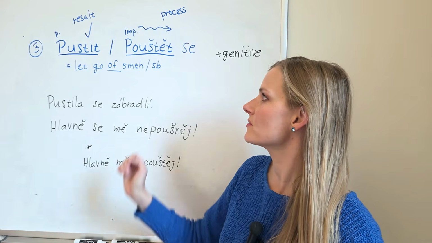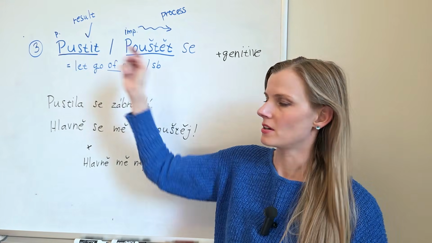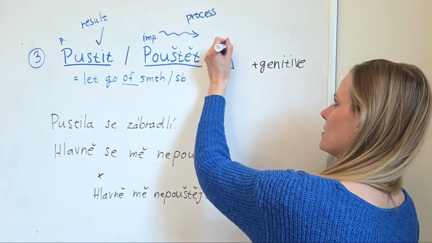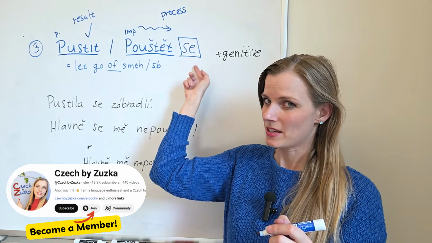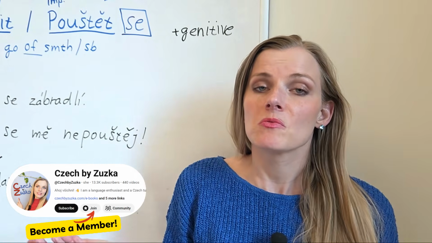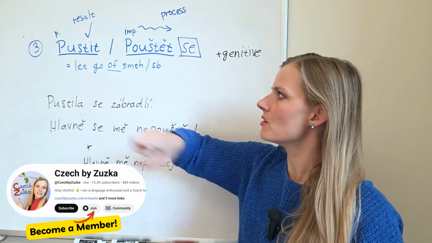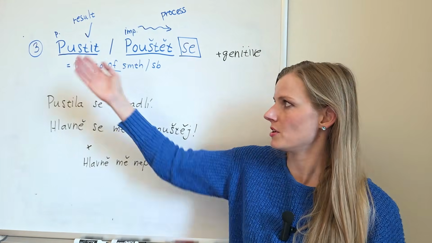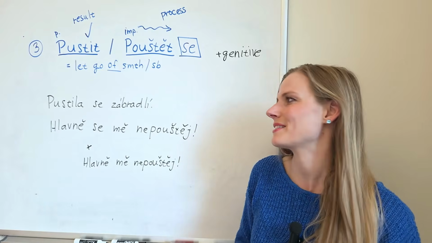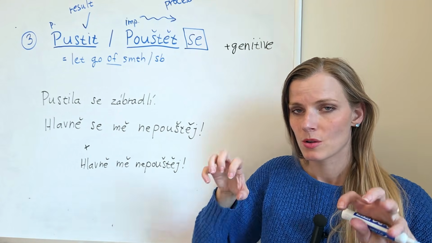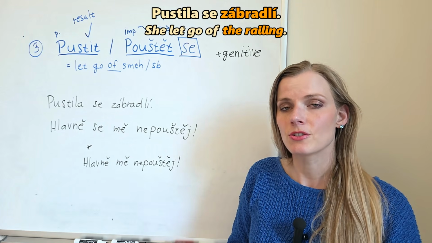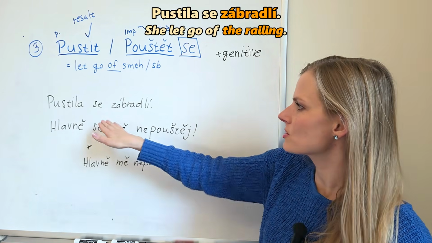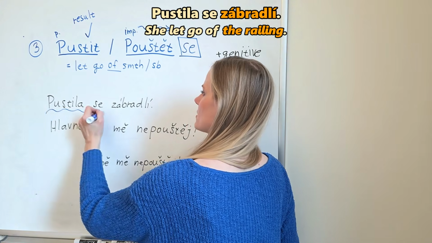Now, a very interesting phrase. We're still using the same verb, the same pustit, pouštět, but we added se. That is very important. And because of this se, it takes the genitive case. Some verbs just do that. This means to let go of something or someone. Now, you might think we already had something like this in part 1. You will see the difference in a second. Pustila se zábradlí. Pustila se zábradlí. She let go of the railing. Means she was holding the railing and then she let go of the railing. Pustila se zábradlí. Pustila se.